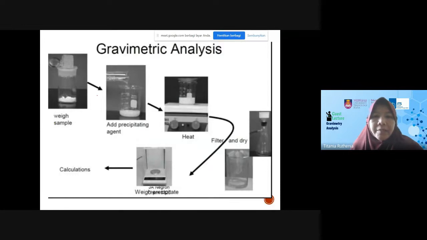So this is like the schematic. This is the sample, and then we add a precipitating agent so that it will form a precipitate, and we can heat to have the formation of precipitate, and then we filter. Before the weighing process, we should put it in the drying oven or in the furnace or use the burner, so that we will have the dry precipitate, and then we can weigh, and after weighing we can calculate the amount or the quantity of the sample or the analyte.